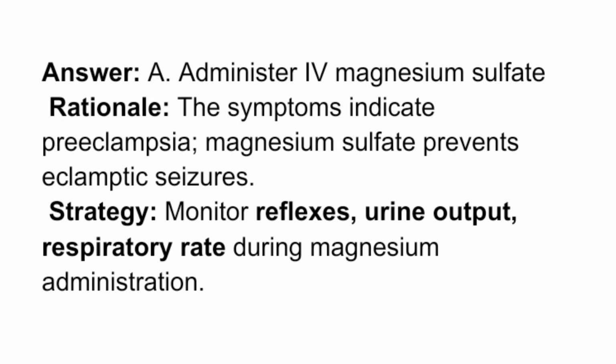Answer: A. Administer IV magnesium sulfate. Rationale: the symptoms indicate preeclampsia, magnesium sulfate prevents eclamptic seizures. Strategy: monitor reflexes, urine output, and respiratory rate during magnesium administration.